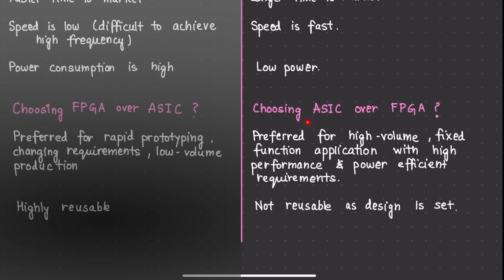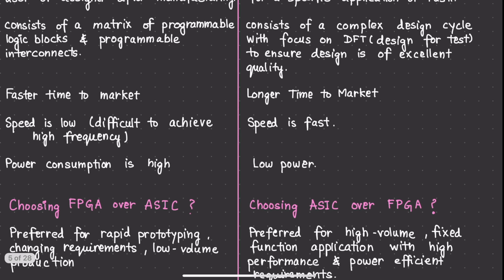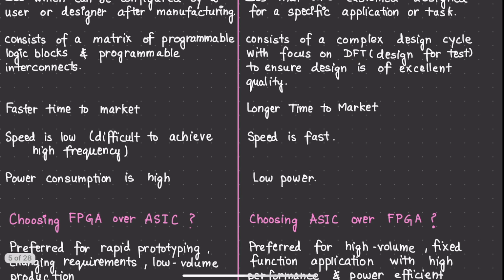When we choose an ASIC, it is preferred for high volume, when the production quantities are very high, when we have a fixed function application, when we want to achieve high performance, and we are also looking for low power, power efficient requirements. But what would be the disadvantage? That it is not reusable as the design is set, which is why, like I was saying, we're going to focus on DFT more.